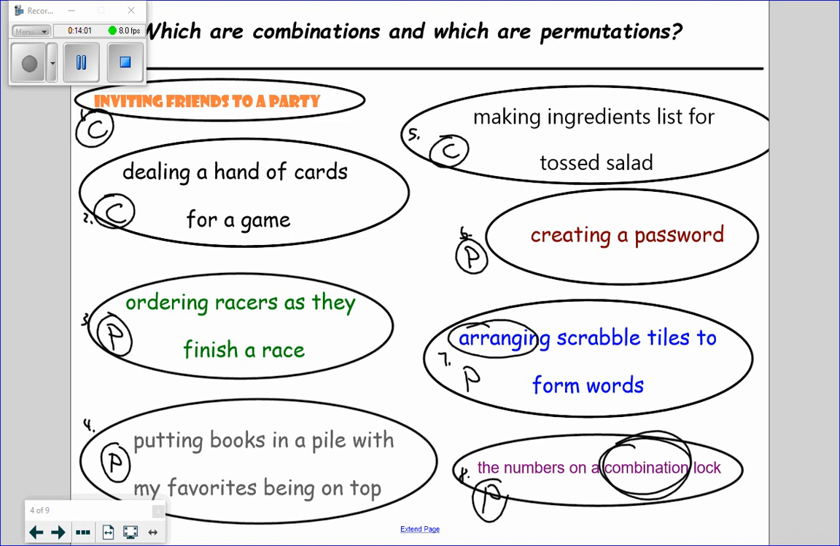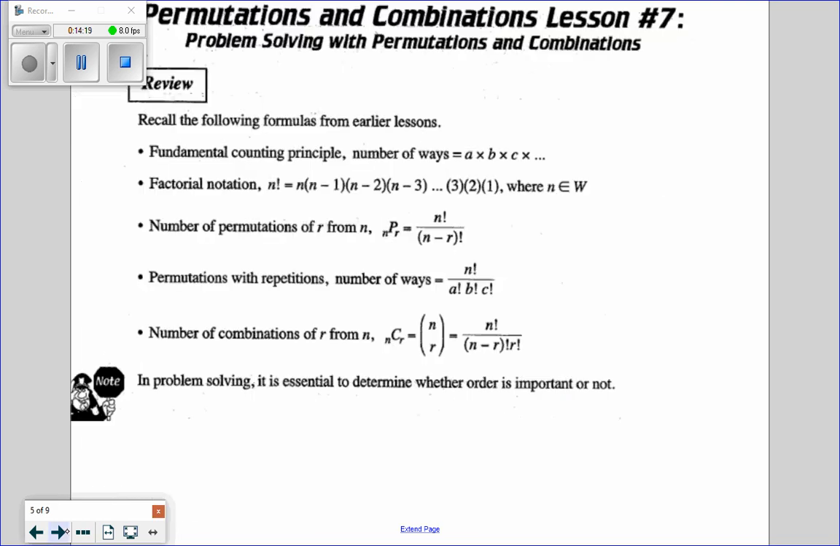So for example, if the question said, which of these are combinations? The answer would be 1, 2, 5. That's what you would color in on the numeric response sheet. Okay? Does that make sense?